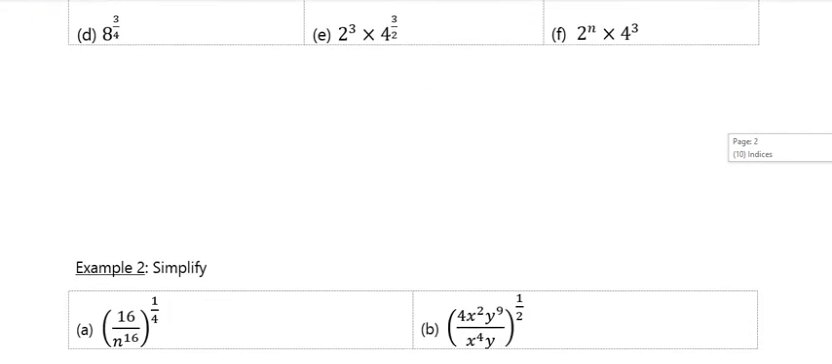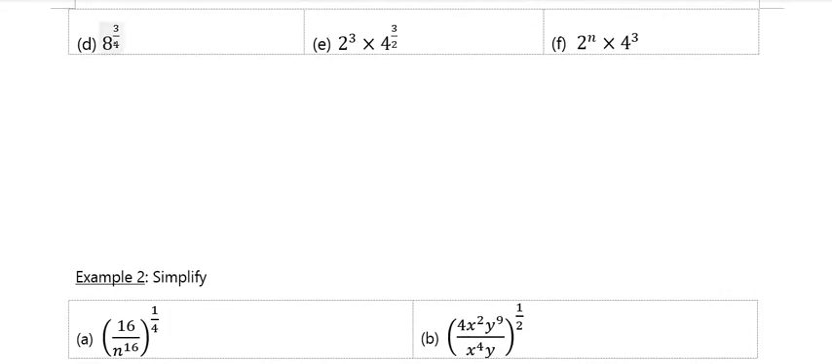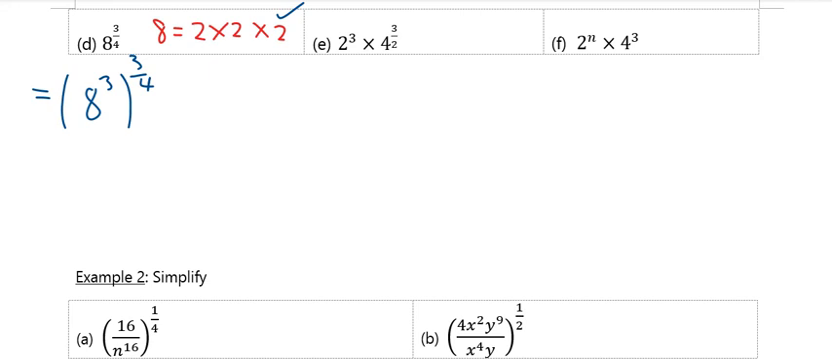So you see here part D. Here you have 8 instead of 2. So what we're going to do is think about whether 8 can be changed into a number with a base of 2. Yes, of course, it is possible. When you change it into index form, 8 is actually 2 times 2 is 4, and then 4 multiplied by 2. So 8 can be changed into 2 power 3. Then don't forget that you have a power of 3/4 outside.